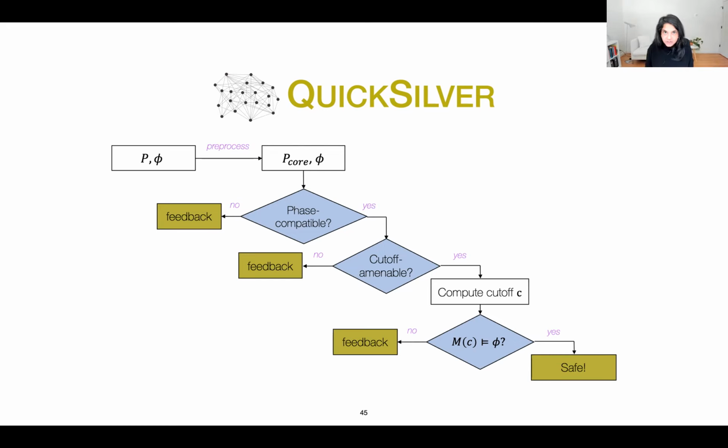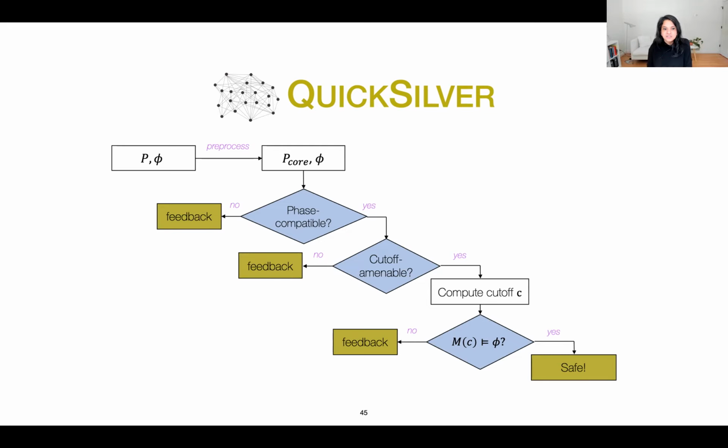If it is not cutoff amenable, then again our tool does some best effort attempt to provide some feedback to the user. Now, I'm not going to claim that our feedback right now in the tool is where it should be. I think the feedback for phase compatibility is pretty good, but we are still working. There is a lot more work to do, right? These are first steps. And by the way, these conditions, phase compatibility and cutoff amenability, are all checked on the process local semantics. Okay, you do not have to work with the global semantics for these.